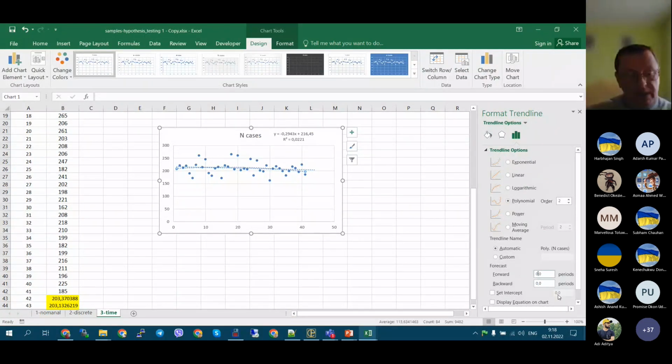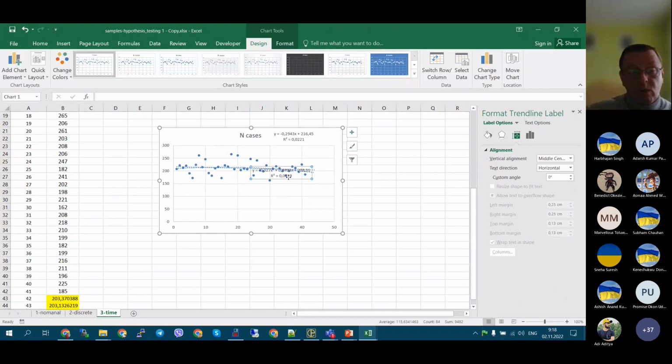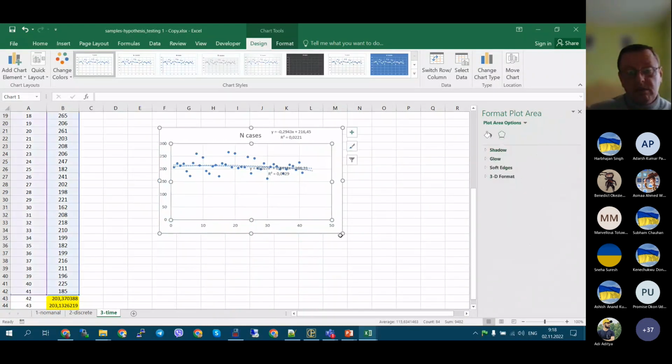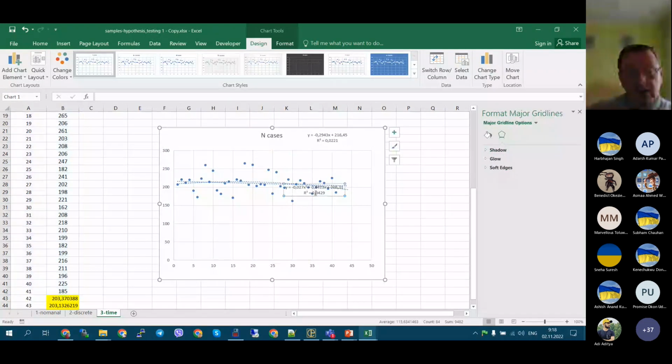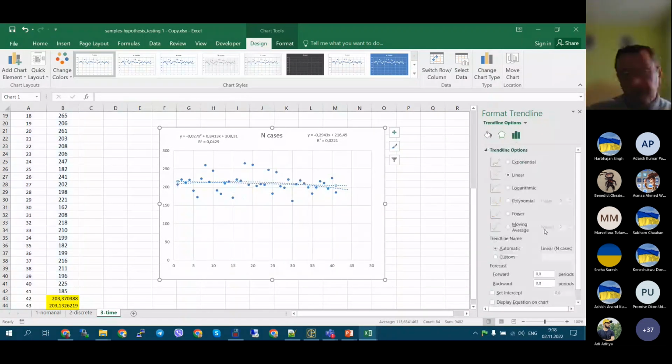Let's do it with a second order polynomial. And here I have one possible result. Second possible result, in fact. And here is one more, order 3.